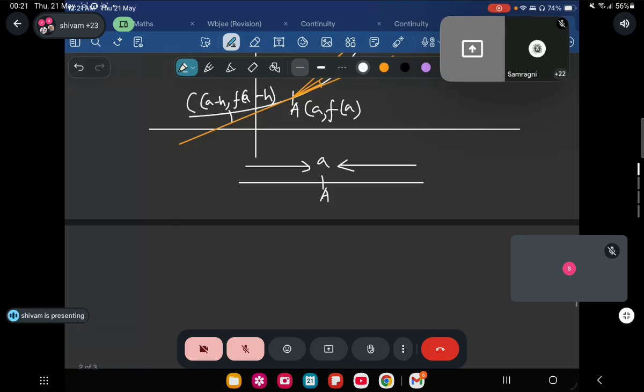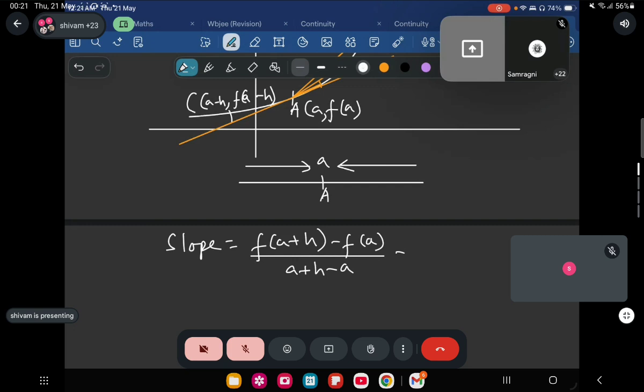Let us see. Slope can also be written as rate of change. Slope can also be written as f of a plus h minus f of a by a plus h minus a, which can also be written as f of a minus h upon a minus of a minus h. Sorry, a minus h. y2 minus y1 by x2 minus x1.